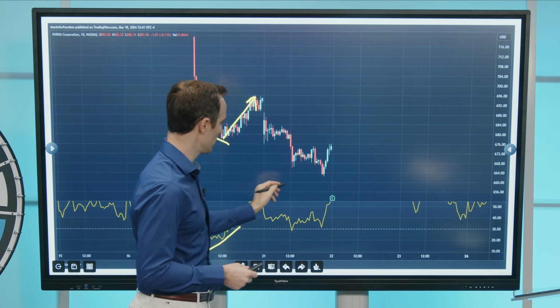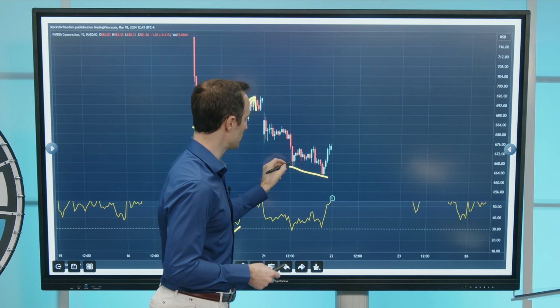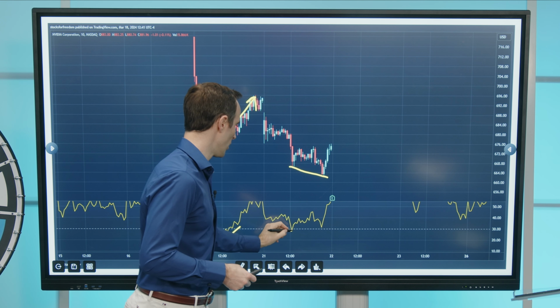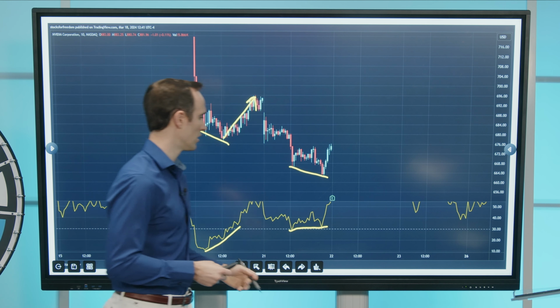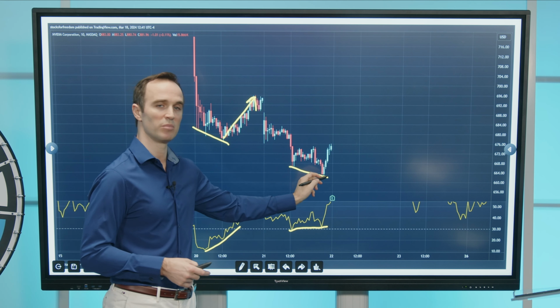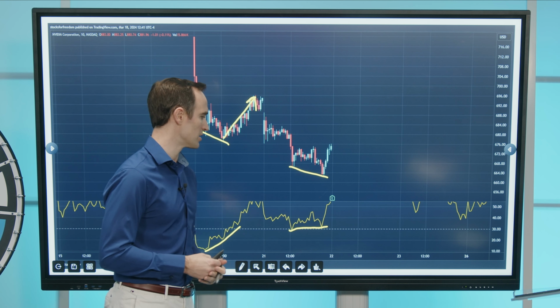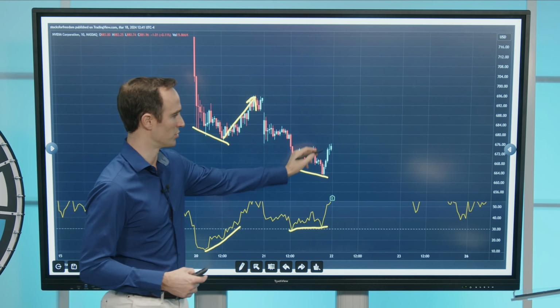Actually, I see another divergence right here. So the price is angling down while the RSI is slightly angling up, right? So downsloping price, upsloping RSI, and there's your reversal in price.